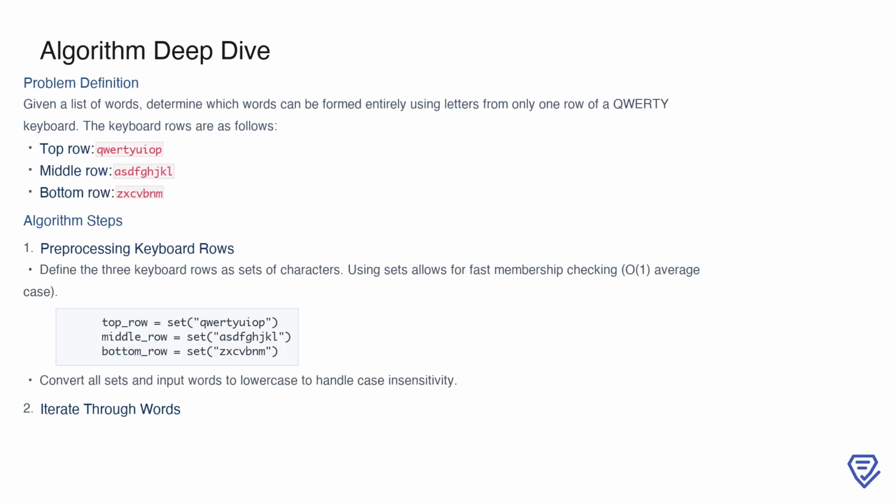In this problem, we need to determine which words from a given list can be formed entirely using letters from a single row of a QWERTY keyboard. The keyboard is divided into 3 rows, the top row containing letters like QWERTY, the middle row with ASDFG, and the bottom row with ZXCVB and M. To solve this, the first step is to pre-process the keyboard rows by defining them as sets of characters. Using sets is efficient because it allows for fast membership checks on average in O(1) time. For simplicity and consistency, all the sets and input words should be converted to lowercase to handle case insensitivity. This pre-processing step sets the foundation for the algorithm.